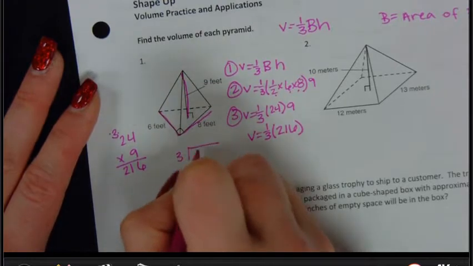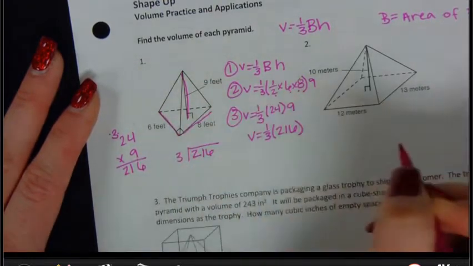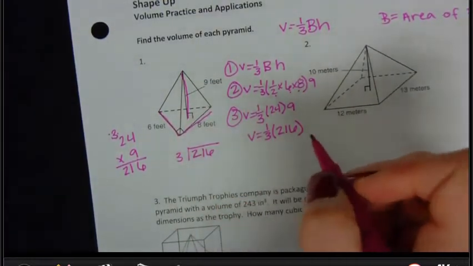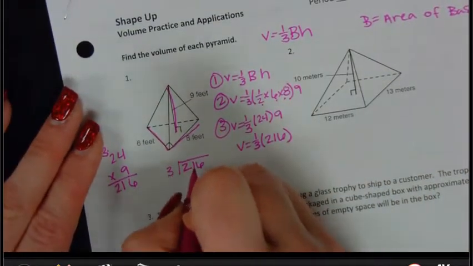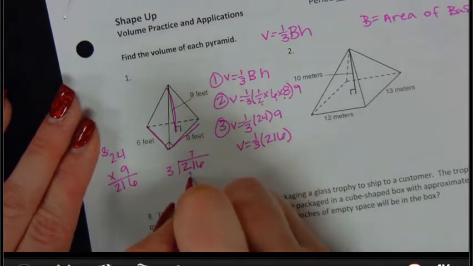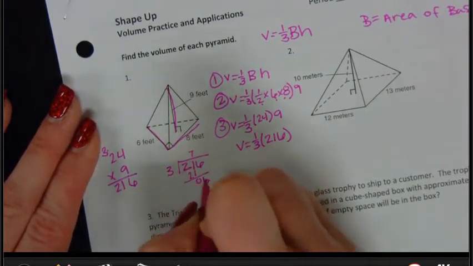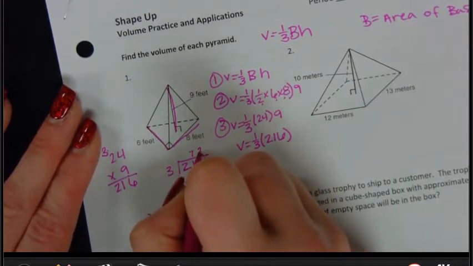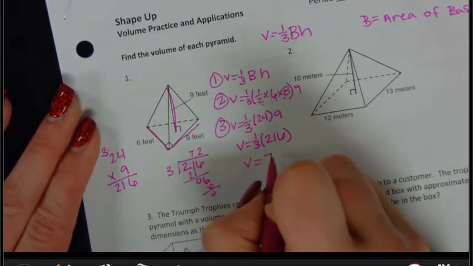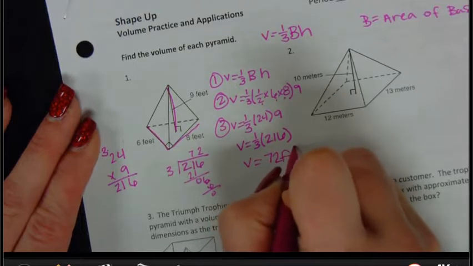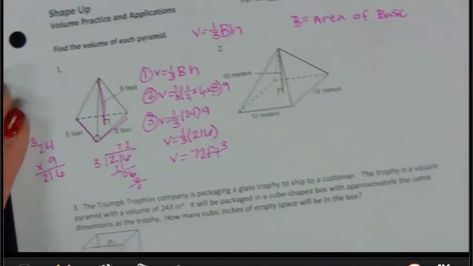Now I need to do 216 divided by 3, because 1/3 times this is the same thing as 216 divided by 3. 3 can't go into 2, but 3 can go into 21 7 times. Bring down the 6. 3 can go into 6 2 times, with nothing left over. So volume is equal to 72 feet cubed. Do not forget the cubed.